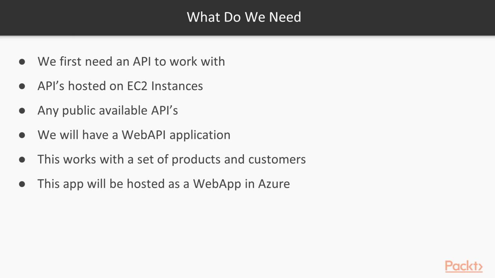Now, for the purpose of our demo and understanding how the API Gateway works, we are going to have a web API application. This web API application is built in .NET. It works with a set of products and customers. It's a very simple API application. This app is hosted as a web app in Azure. To make it interesting, to show you that you can have the API Gateway point to any publicly available API, we're actually going to host the API all the way in Azure and show that this still works.